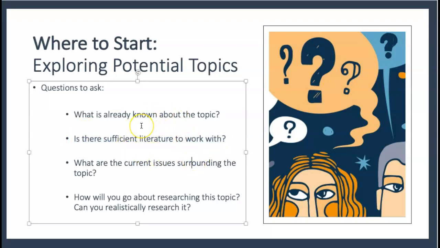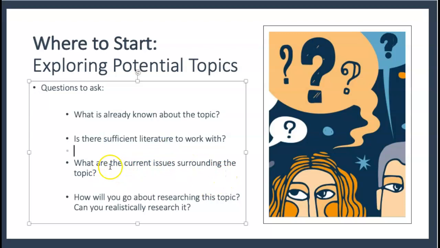Now, within the field of research, when we speak of literature, we're not talking about English literature like Shakespeare and poetry. We're talking about, is there research material, essays, topics, books, videos, documentaries, news articles, etc. So we're using this term literature in a much broader sense of the word.